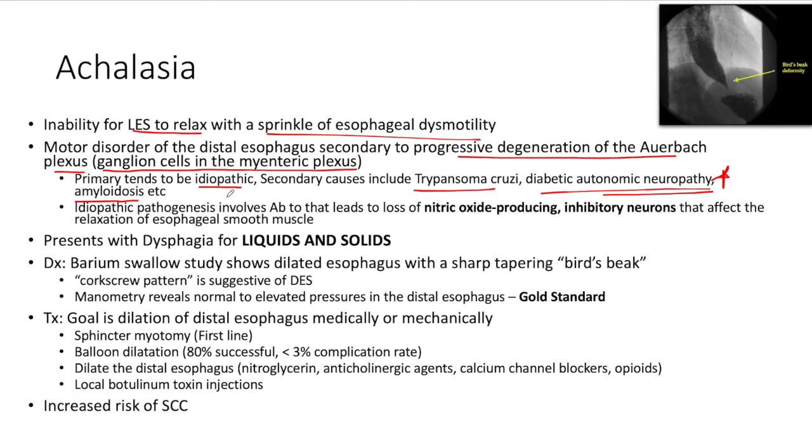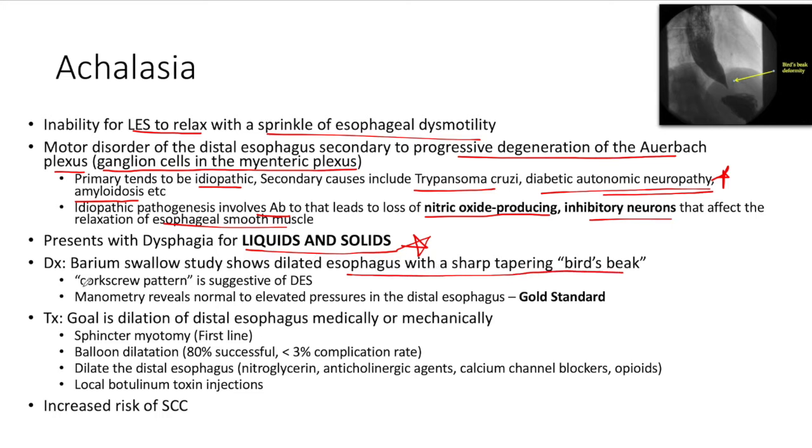For our idiopathic patients, like the woman in our question, it involves some sort of autoantibody that causes a loss of these nitric oxide-producing inhibitory neurons, so you cannot relax that esophageal smooth muscle. Dysphagia for solids and liquids is really going to be our helpful hint in the question stem. Barium swallow is going to show you a dilated esophagus and tapering to the bird's beak.